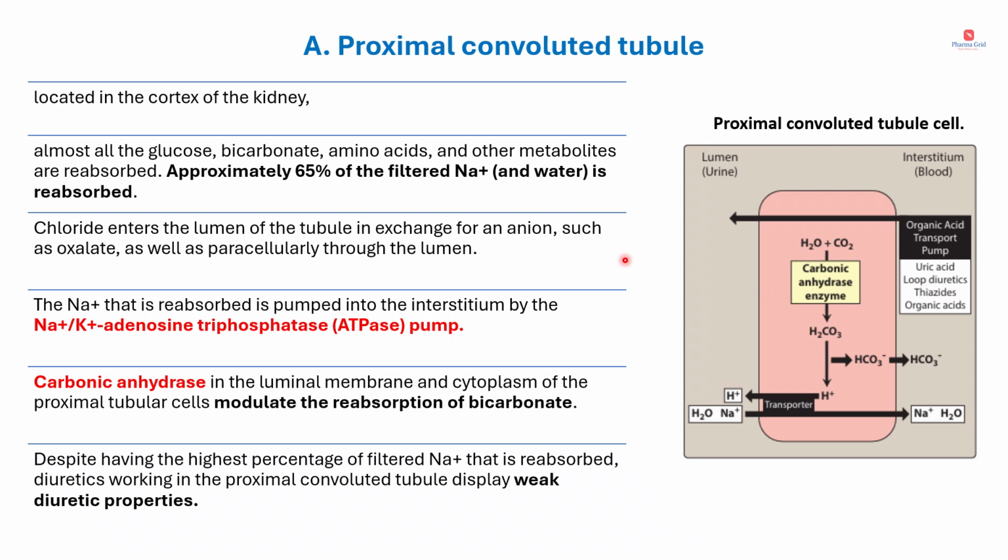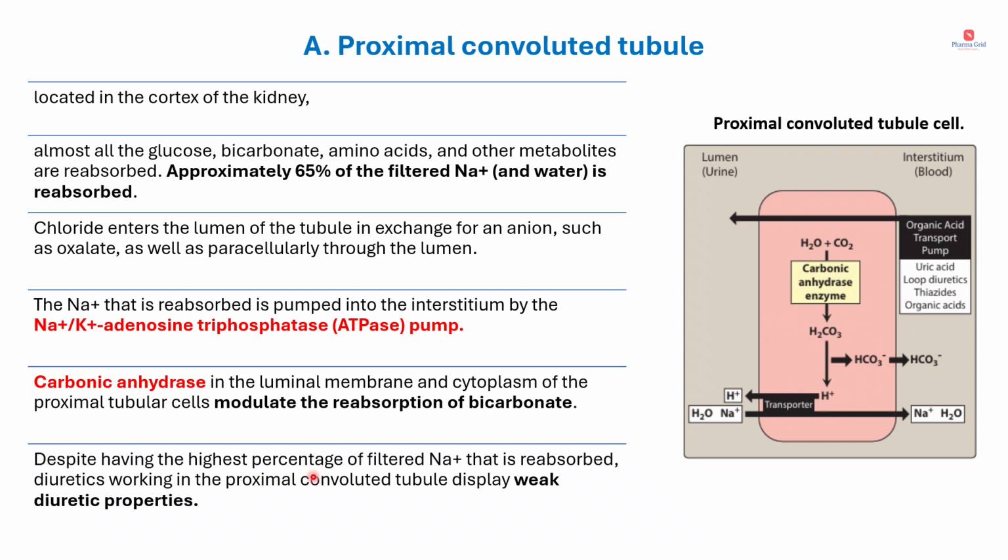So this is the lumen, that is nothing but the urine, and this is the interstitium or the blood. So the sodium that is reabsorbed is pumped into the blood with the help of the transporter, the Na+/K+ ATPase pump. Carbonic anhydrase in the luminal membrane and cytoplasm of the proximal tubular cells modulates the reabsorption of bicarbonate. So the reabsorption of bicarbonate is done with the help of the carbonic anhydrase enzyme.